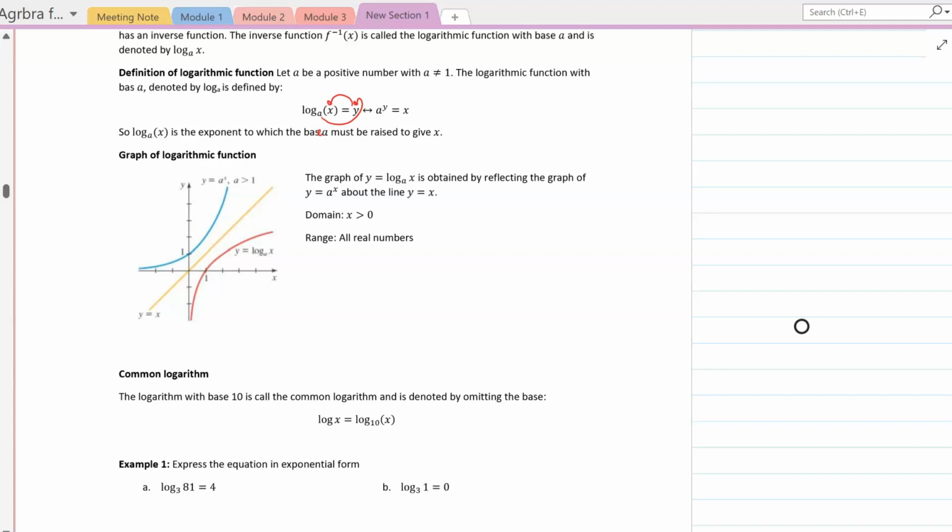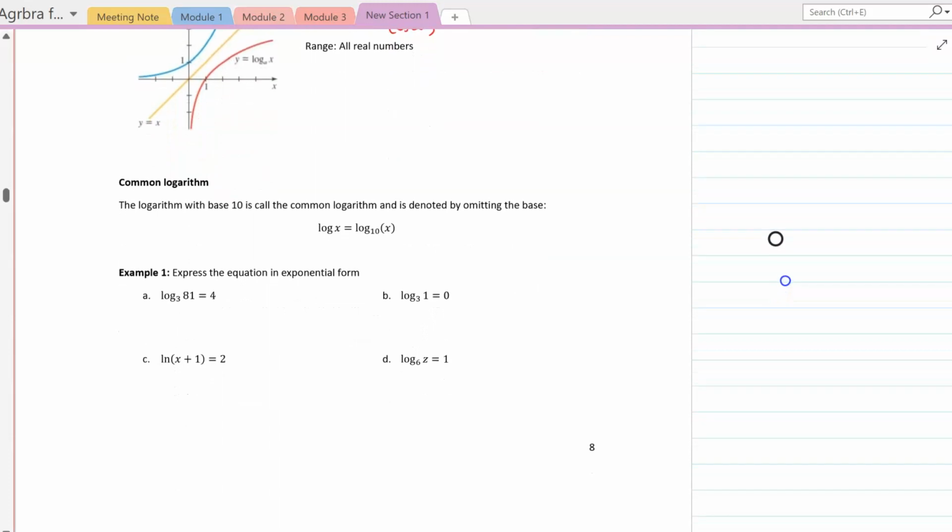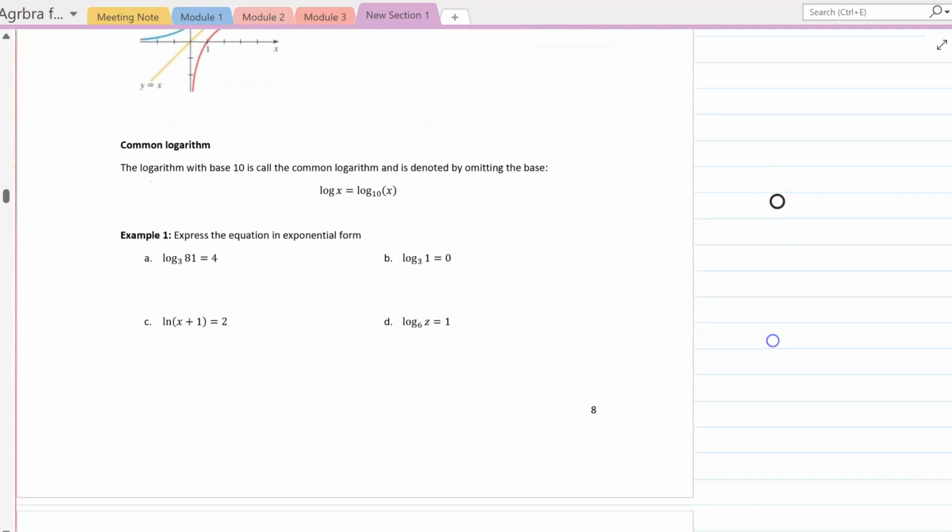The graph of y equals log base a of x is obtained by reflecting the graph of y equals a to the x about the line y equals x. The domain is x greater than 0, or in interval notation from 0 to infinity, and the range is all real numbers. Some common logs that we need to remember. The logarithm with base 10 is called a common logarithm and is denoted by omitting the base. So if I say log of x, it is automatically understood as log base 10 of x.